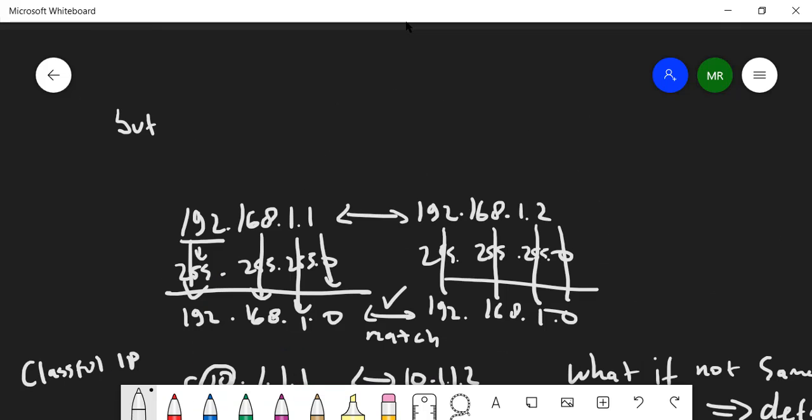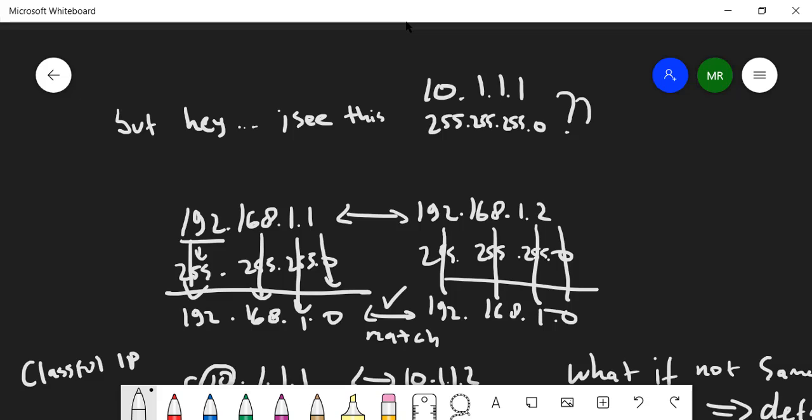But hey, we see something like this, right? 10.1.1.1, a Class A IP address, matches with a Class C subnet mask, which is 255.255.255.0. This is what we call classless IP. And that's for another topic and another video, to make this video short enough and simple enough for you guys to watch.